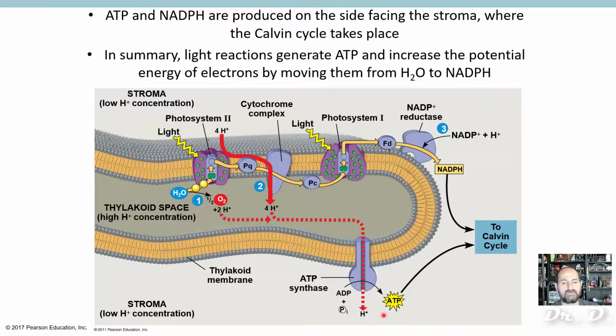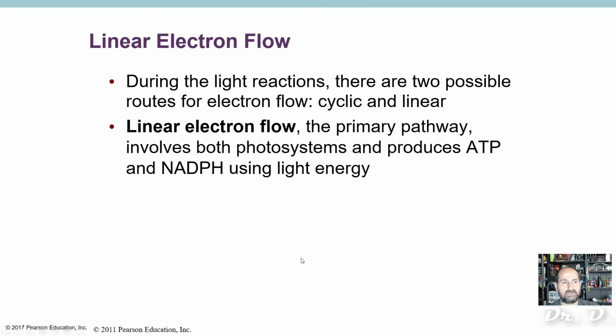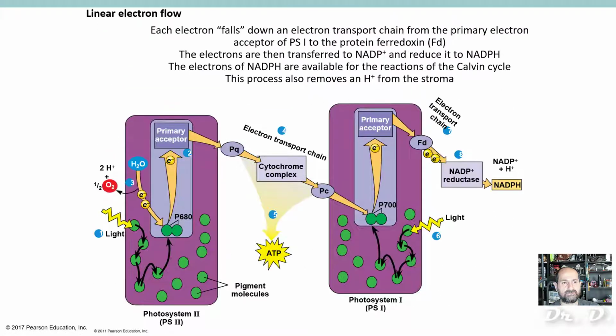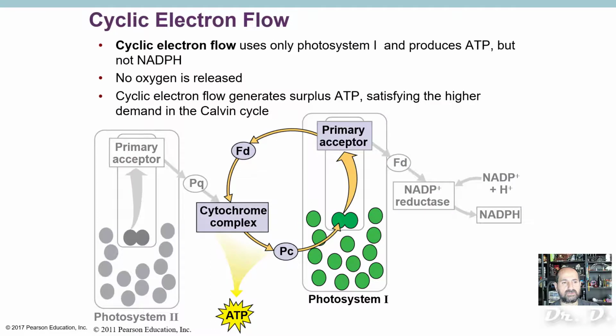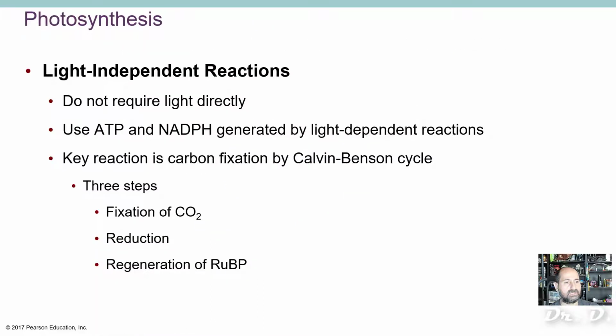And do you all remember how this ATP is formed? What process? Is it substrate level phosphorylation? Nope. Is it oxidative phosphorylation? No. It's called photophosphorylation. This ATP is formed by photophosphorylation. All right, great. So this is just a review of what we discussed: linear electron flow, cyclic electron flow.